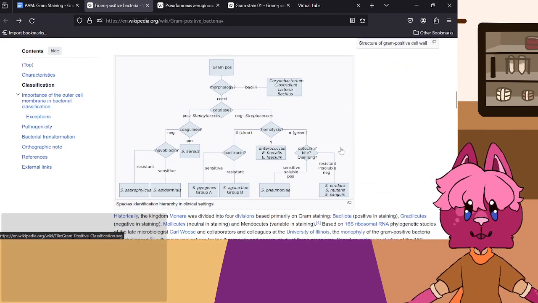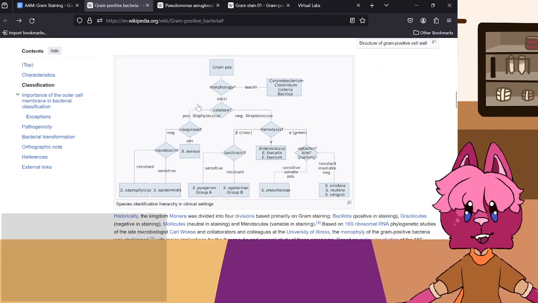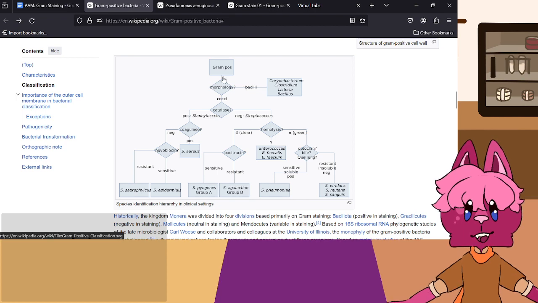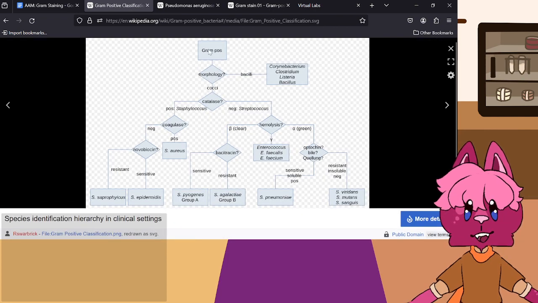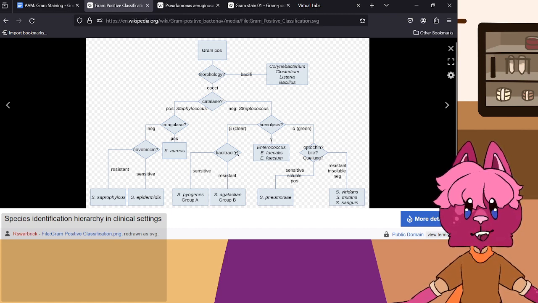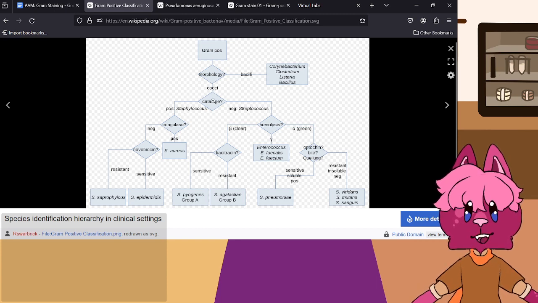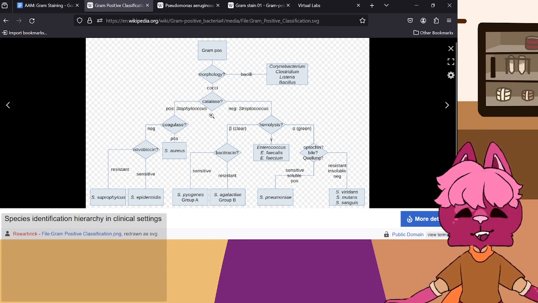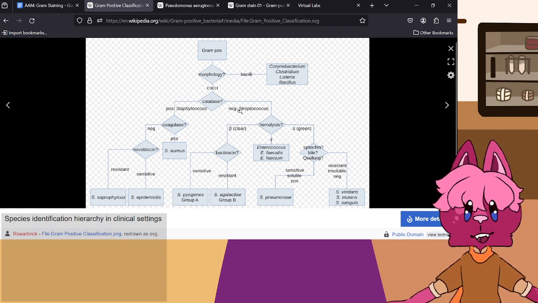I wonder if they have an image. Oh, here's a good example of how we would identify a species. We know the bacteria is gram-positive, and so then we look at the morphology. If it's bacilli-shaped, we can easily come to the conclusion that it's one of these 4 groups of bacteria. But if it's cocci-shaped, we then have to look at how it reacts with certain chemicals. The first step would be looking at how it reacts with catalase. If it's positive, we know it's Staphylococcus. If it's negative, we know it is a Streptococcus.